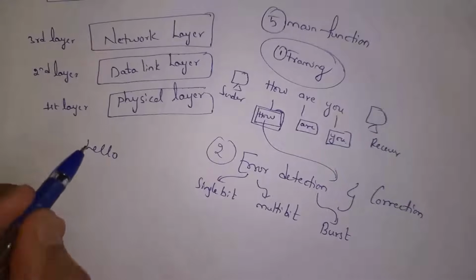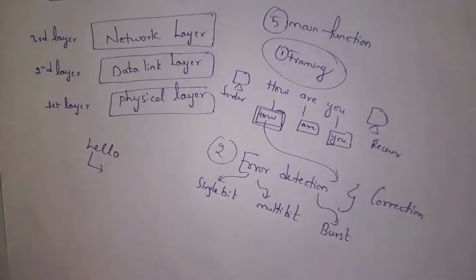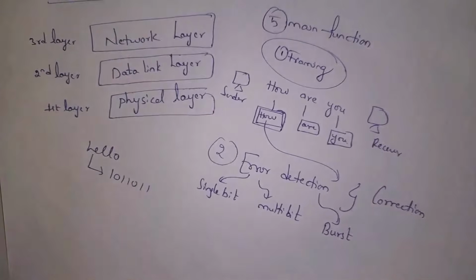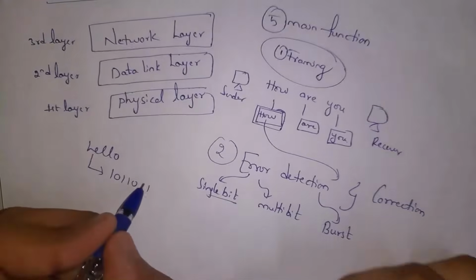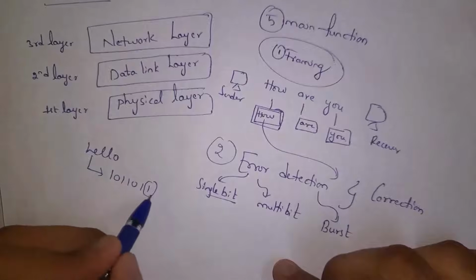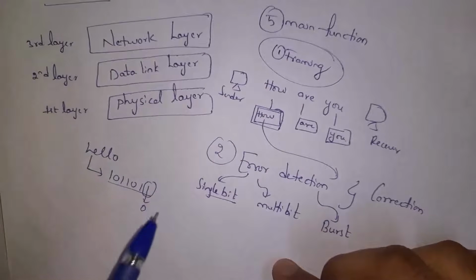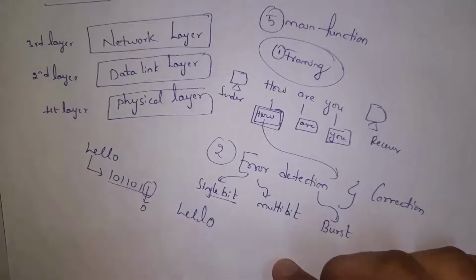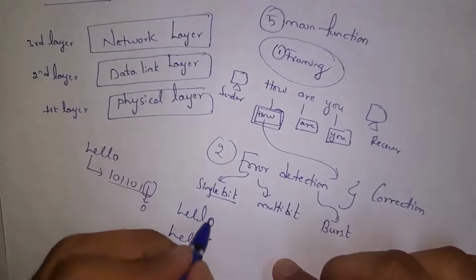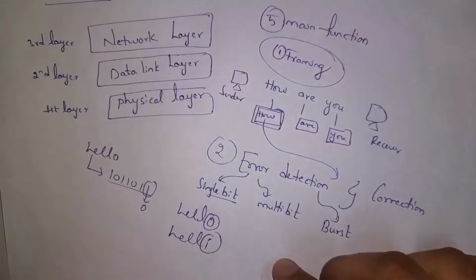For example, I will send the message hello to my friend. Whenever I send the message hello, that hello message is converted into binary format, that is zeros and ones. So hello is converted into 10111011. For example, single bit error means only one bit will be changed in the message due to some noise. For example, due to some noise, this 1 is changed to 0. So whenever there is a single bit change, receiver will receive a wrong message. So instead of hello, due to single bit change, the person will receive a message like HELLI. In place of O, the person will receive I due to single bit change.